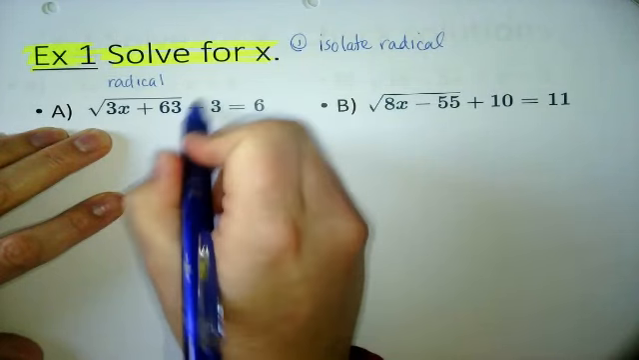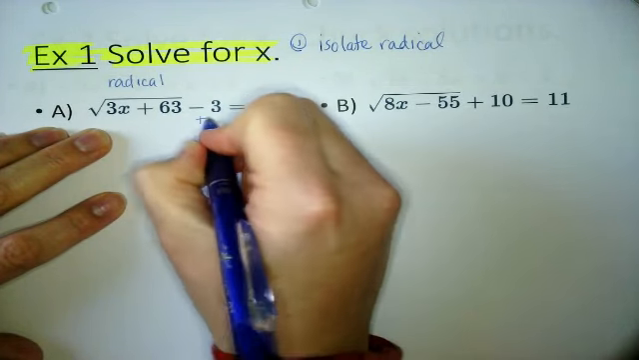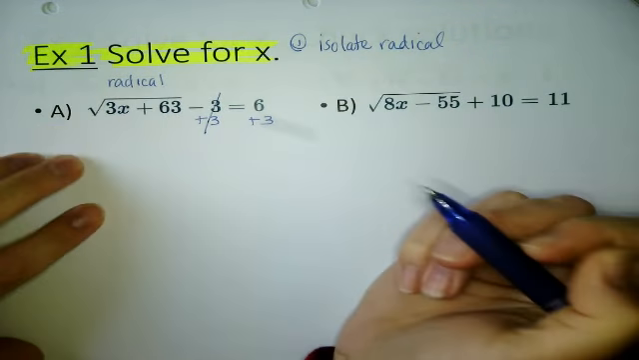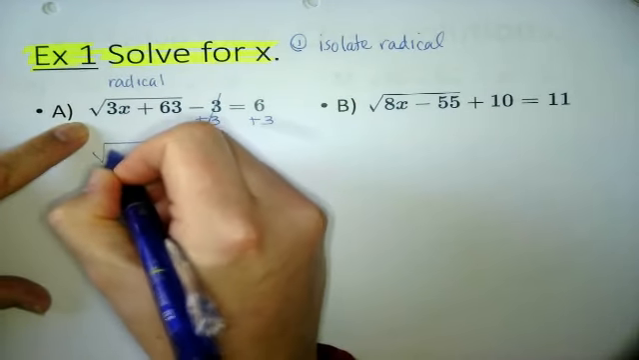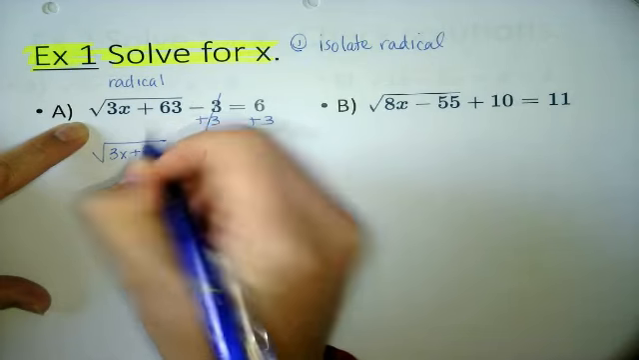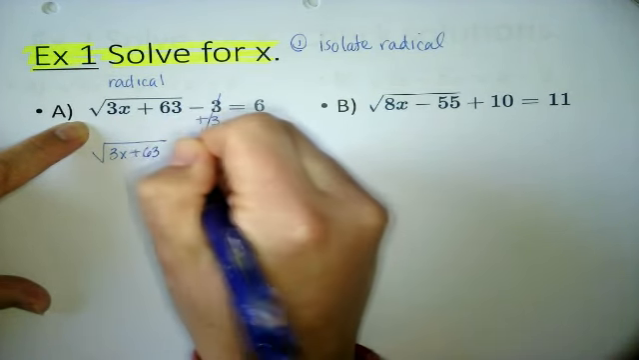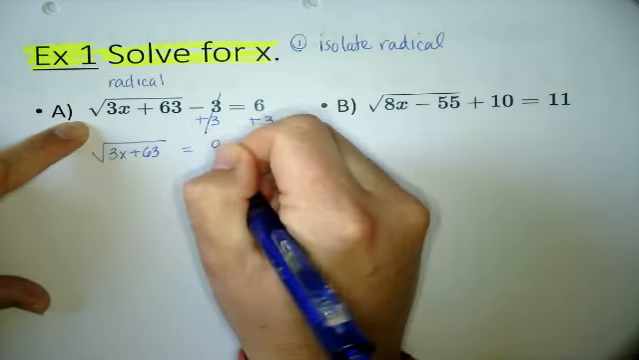So what I want to do is get rid of this -3. So we're going to go ahead and add 3 to both sides so that we get this radical all by itself. 6 plus 3 is 9.